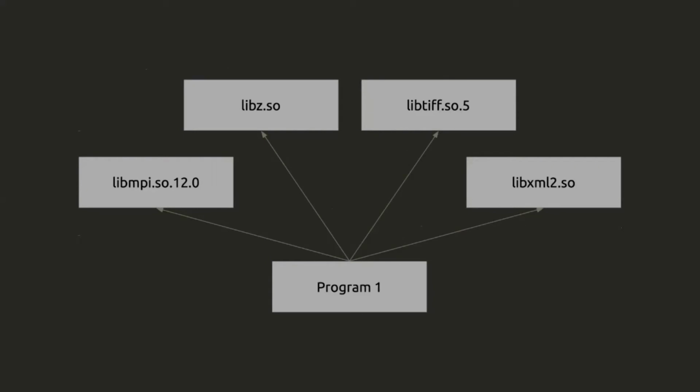Let's talk a little bit about how this might work in practice. This is a toy example with program 1. Program 1 has some shared libraries it depends on. In this case, program 1 requires libmpi, libz, libtiff, and libxml. In particular, there are certain versions of libtiff and libmpi that it requires. For libtiff, we've got a requirement on version 5, and for libmpi, a version requirement on 12.0. That's just the suffix there. That's the convention on Linux.